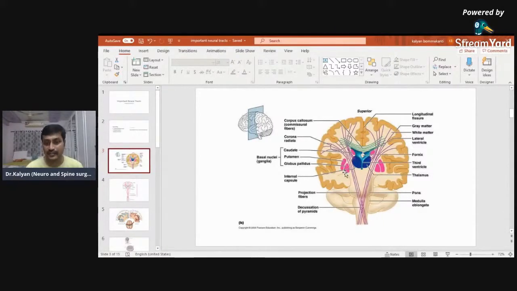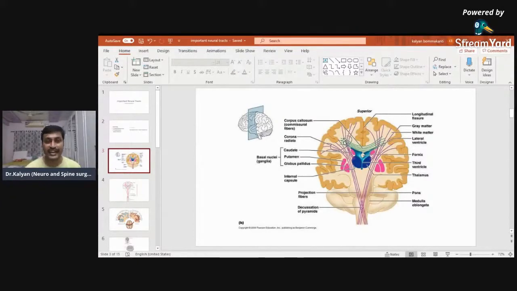Third, all these blue and red structures are the deep ganglia, that is the caudate nucleus, putamen, globus pallidus, and the thalamus. These are all the basal ganglia structures. Can you see this tract which is going in between the basal ganglia? This is the area of the internal capsule. And then we have the brainstem. So two things you need to understand are the corona radiata and the internal capsule.